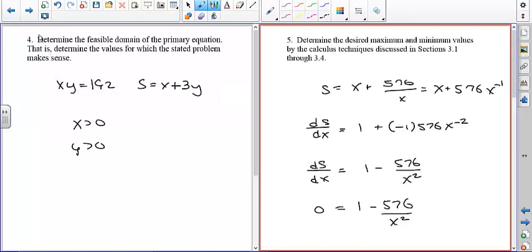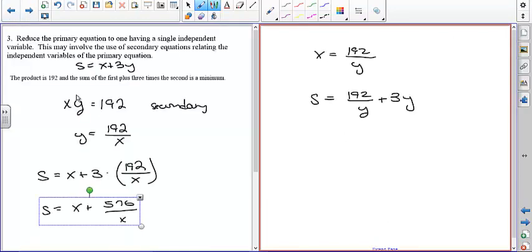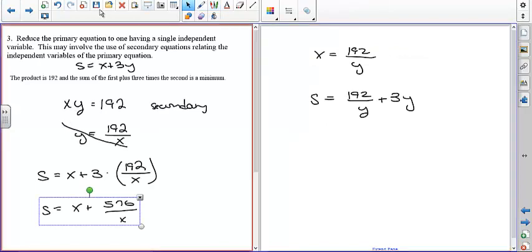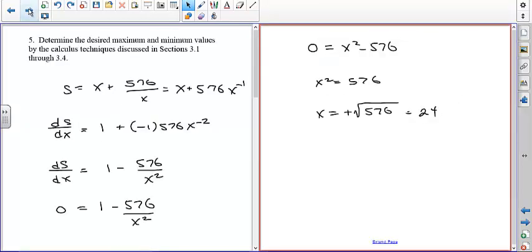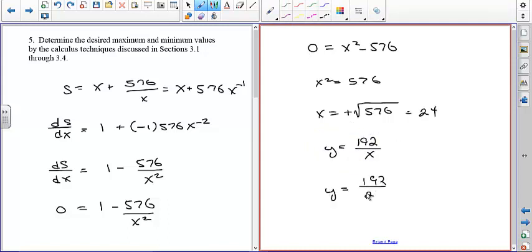And then to find the other variable, we just go back, just like we normally do. You go back to this equation that we used initially, this substitution. This substitution equation that we used to rewrite the primary equation in terms of one variable. So we can just take that equation, put it back over here, paste it. So now that we know x, we know y. It's 192 divided by 24, and that's 8. Okay, so that's your solution.